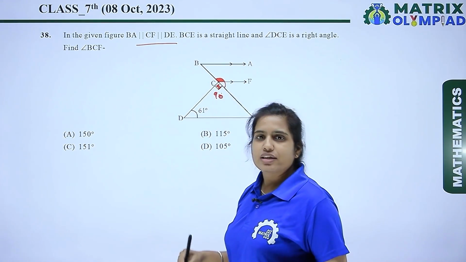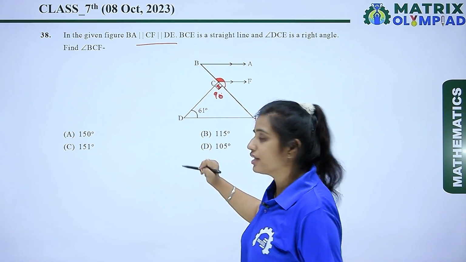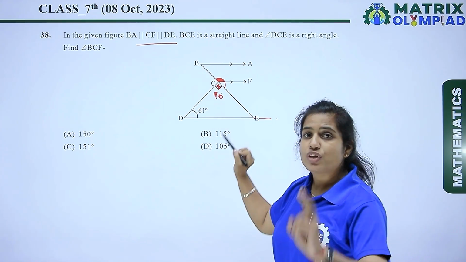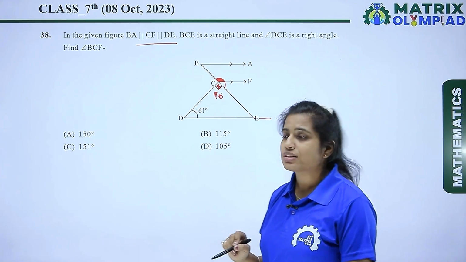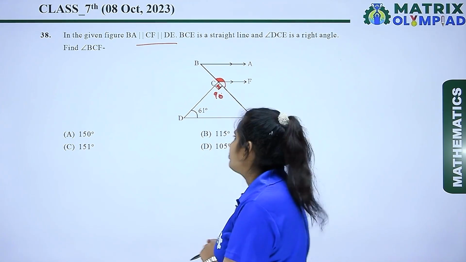तीन लाइंस हमें पैरेलल दी हुई हैं एक दूसरे के. एक एंगल हमारे पास 90 डिग्री का है, एक एंगल हमारे पास 61 डिग्री का है. Now in this triangle we are having two angles. दो एंगल्स हमारे पास ऑलरेडी हैं, तो ये थर्ड एंगल निकालना हमारे लिए बहुत ही ज्यादा इजी हो जाएगा.